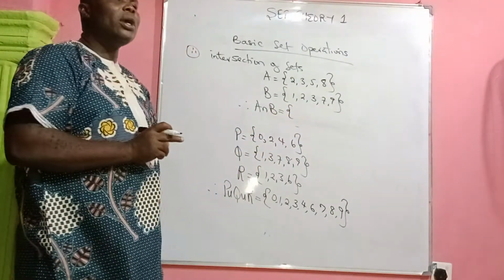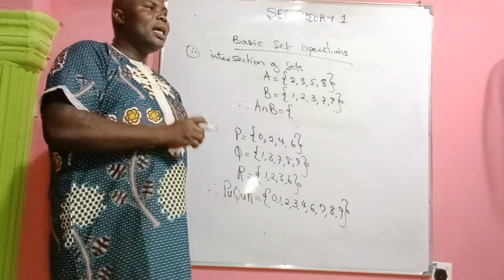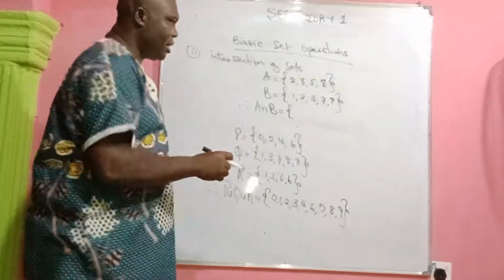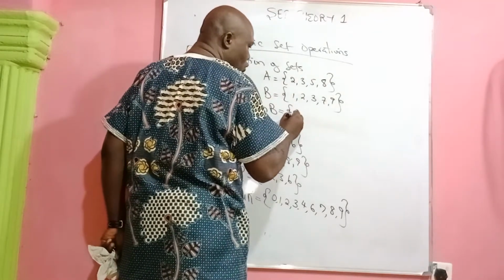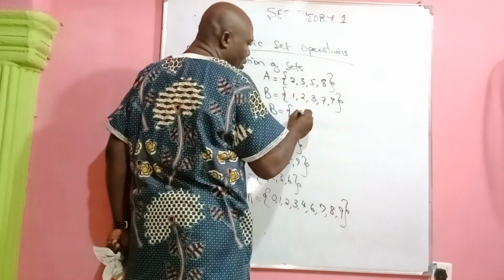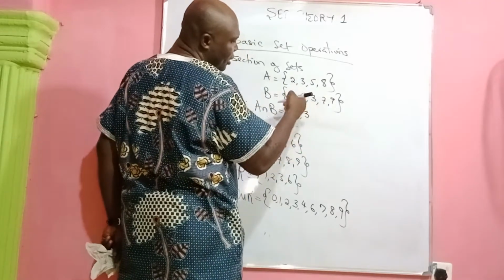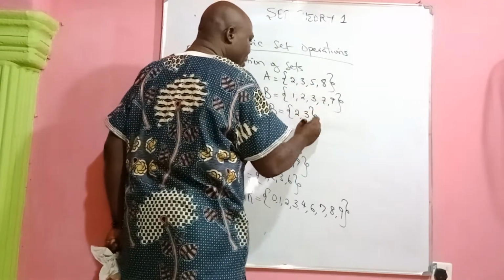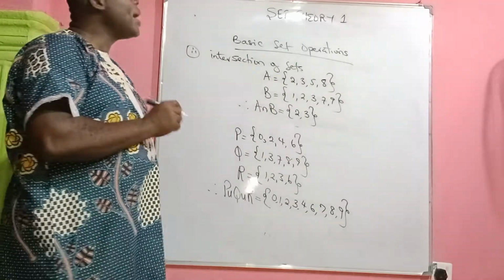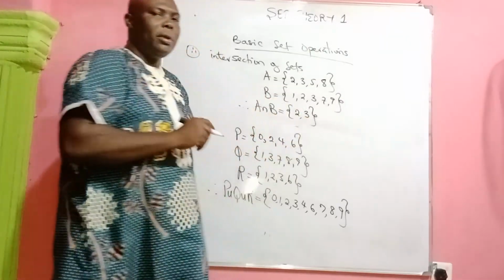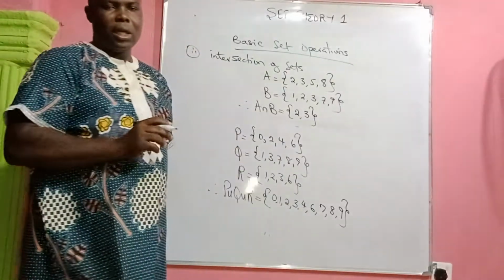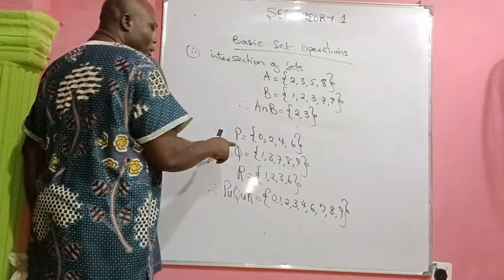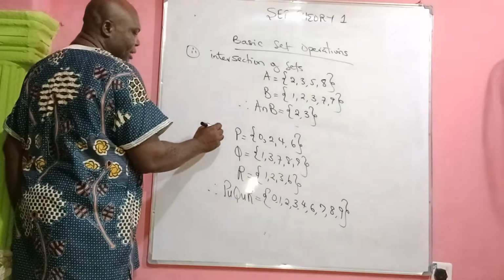It means here we're only asked to look for the elements that are common between A and B, the intersecting elements. If you look at it, you see 2 is common, we take 2. Then we have 3 is common, we take 3. Any other element? No other element common. So it means that the intersection of the sets A and B is 2 and 3, because those are the only elements intersecting between sets A and B. That's intersection.